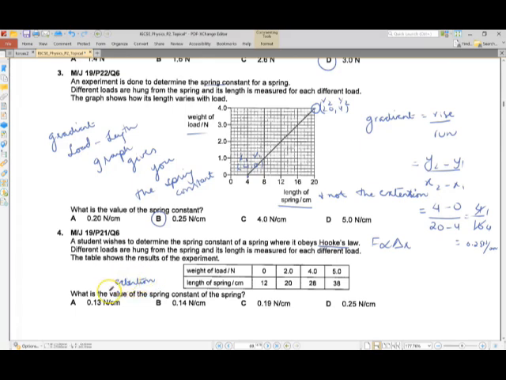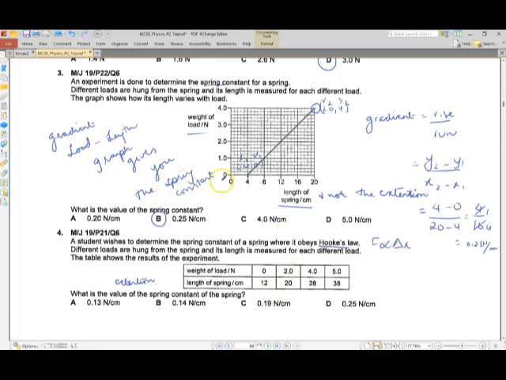Okay, so please keep an eye on this thing. If you keep an eye on this, then inshallah you can ace this topic. Just remember whether the extension is shown or the length of the spring is shown.